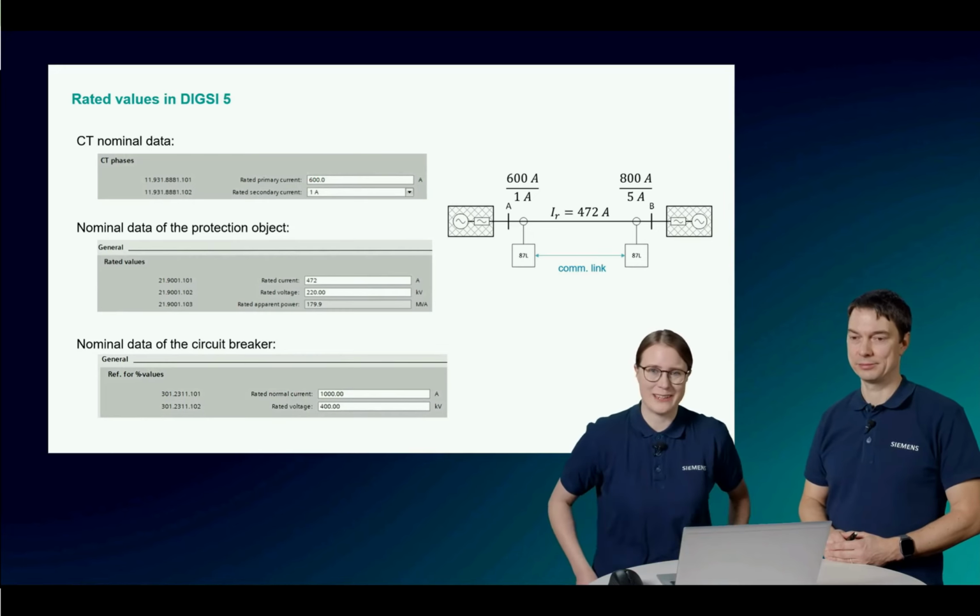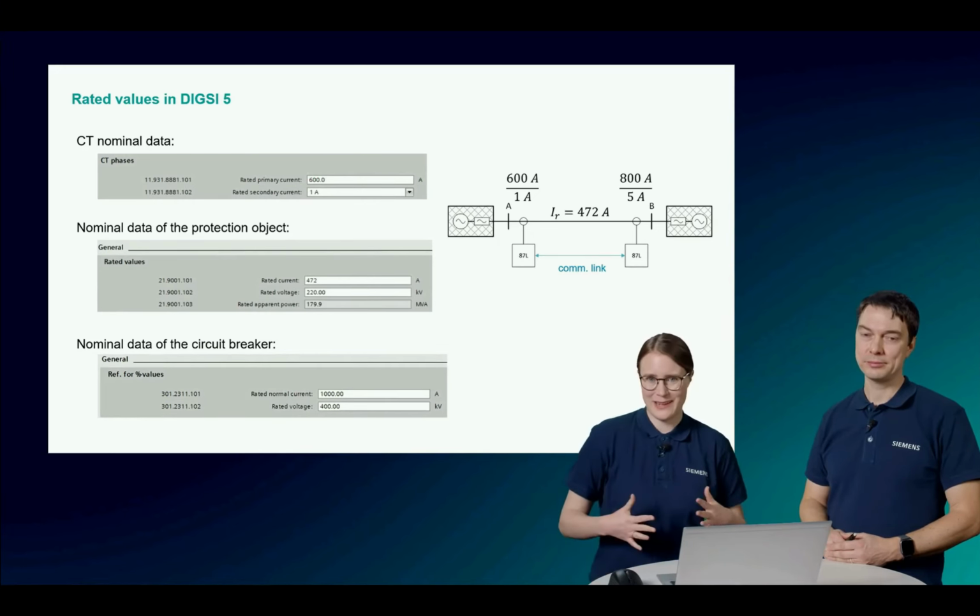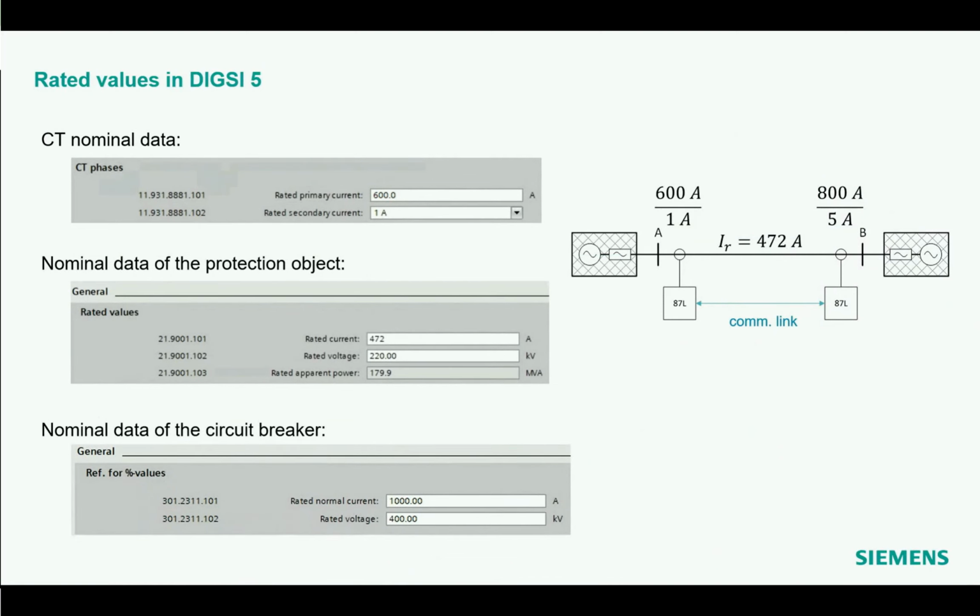A lot of places to set rated values. So let's take a step back and look at which positions in DIGSI you set the rated data. The first point where you set it is the CT nominal data. That means under the measurement point, you make the settings for the CTs. What is the ratio? What is the primary rated value? And what is the secondary rated value? Here it is important to understand that for the line differential protection, it is not necessary that the CT ratio and the CT rated values are the same for both sides of the line.